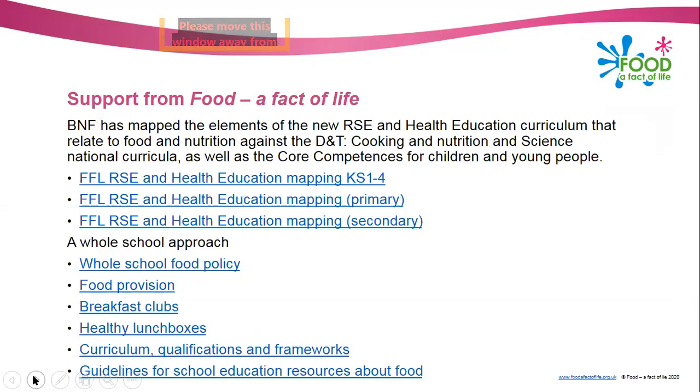And then we've also been talking about whole school approach. So on the Food a Fact of Life website, you'll find quite a few resources which will help with that. We've got an area around whole school food policy. We've got one for food provision, breakfast clubs, healthy lunch boxes, curriculum qualifications and frameworks, and then also a new resource we put together last year, which is the guidelines for school education resources around food.